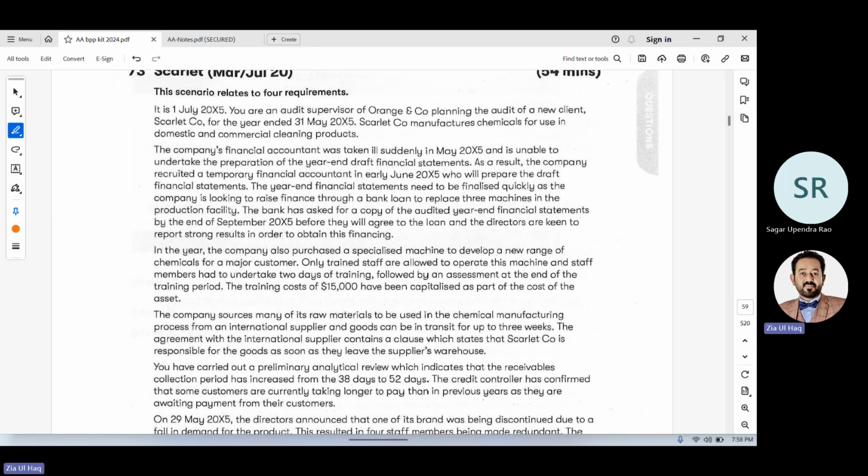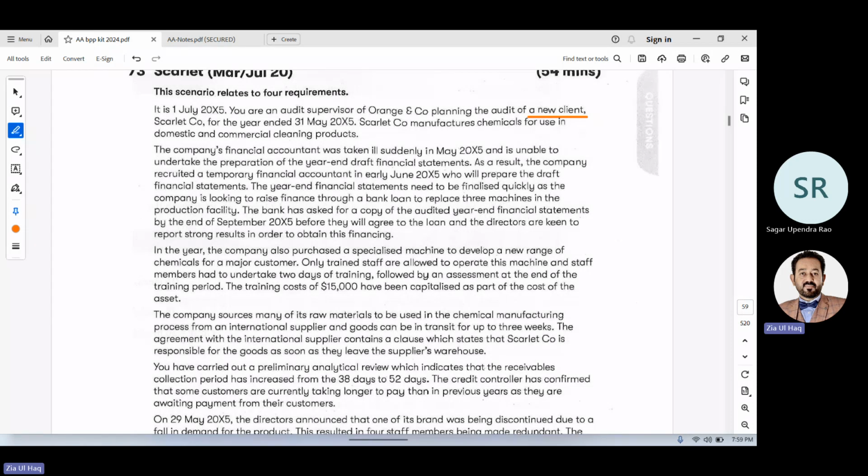Is there an issue with the new client? Yes. The auditor is new. Due to lack of detailed knowledge about the client's business, he may not detect the misstatement. So this is detection risk.